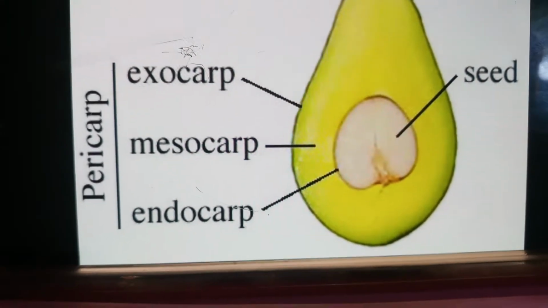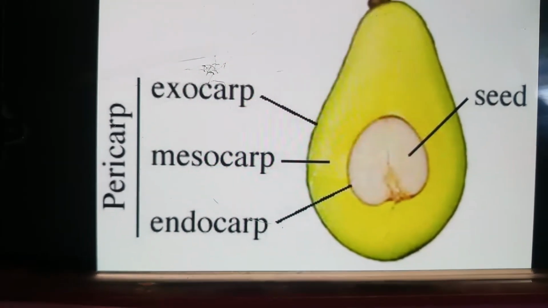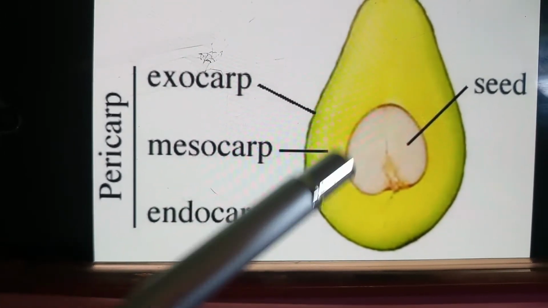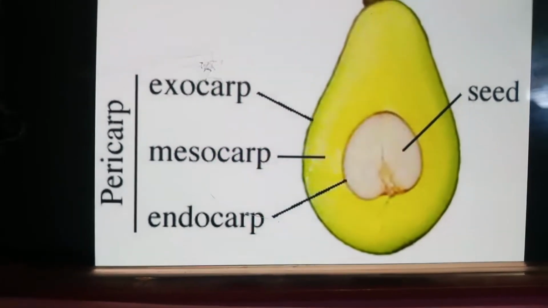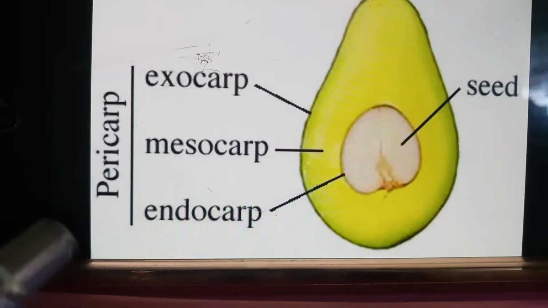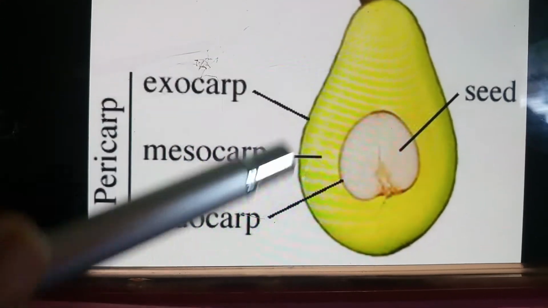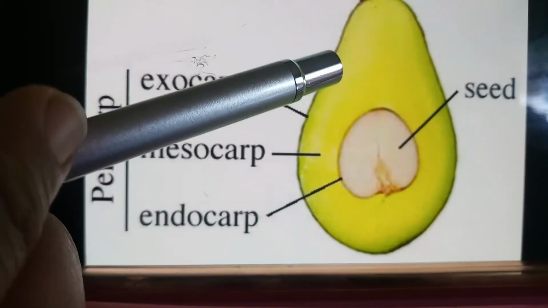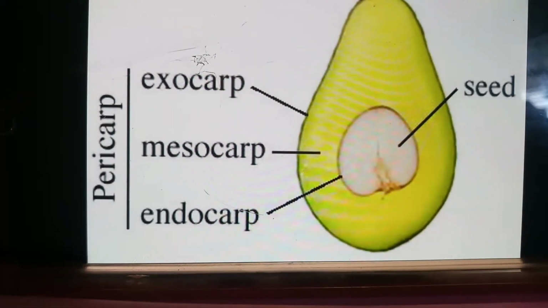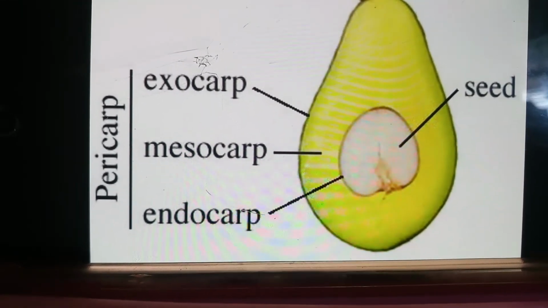So as you can see in the diagram, a fruit is made up of two parts: the outer fleshy part and the seed which is present inside it. Now the fleshy part of the fruit is made up of three layers and is collectively known as the pericarp. So this is the pericarp and this is the seed. Let us see the three different layers of pericarp.